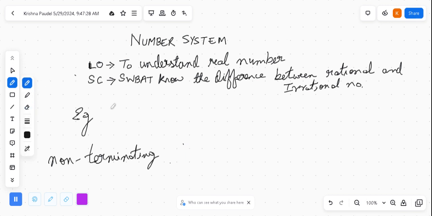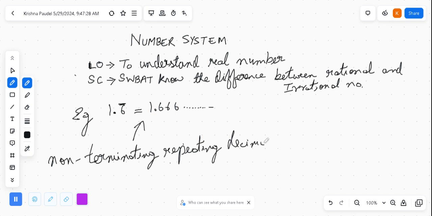So an example for non-terminating repeating will be something like this. Let's say 1.6 bar. So what do we understand by this 1.6 bar? It means 1.666, the number 6 is repeating. That's why we call this kind of decimal number a non-terminating repeating decimal number. Now, as I said, even non-terminating repeating decimal numbers can be called rational, because we can convert this kind of decimal number into the form of p by q.